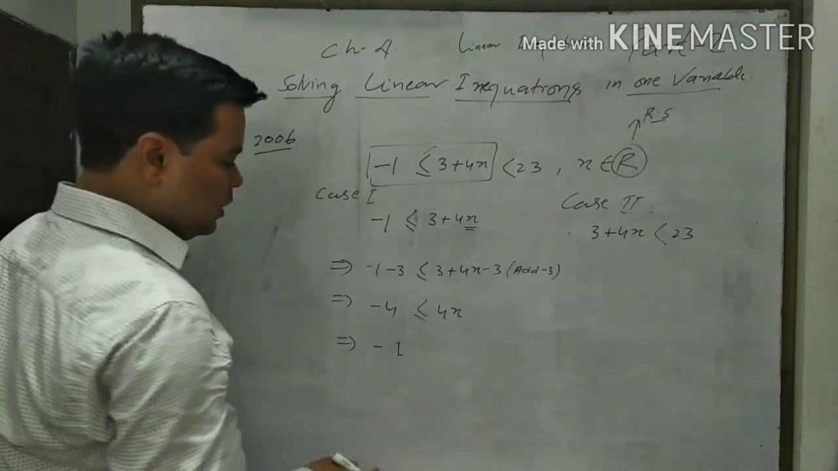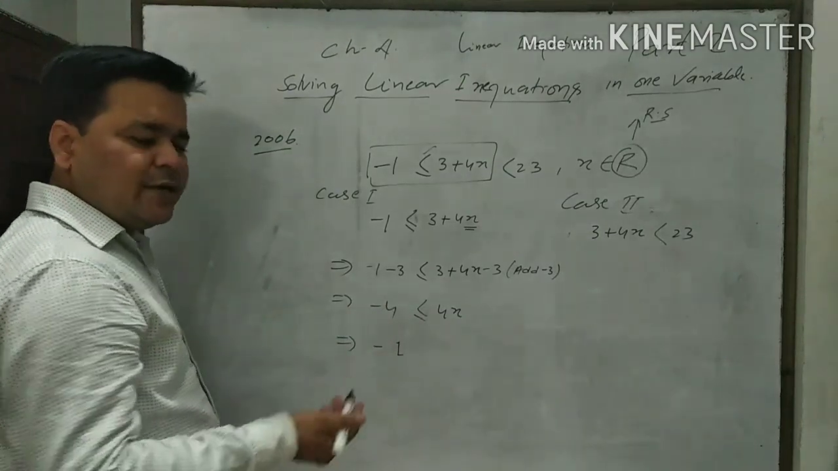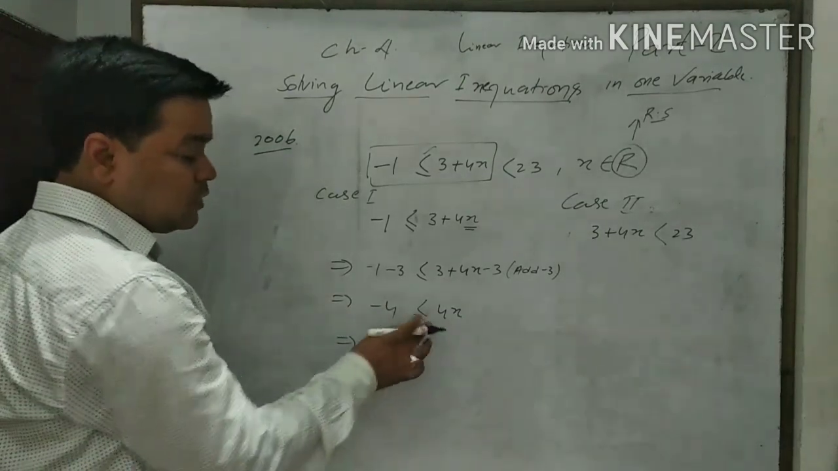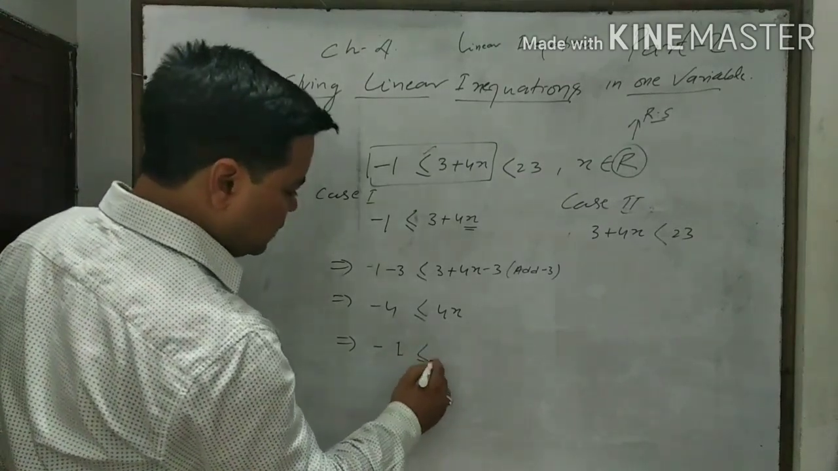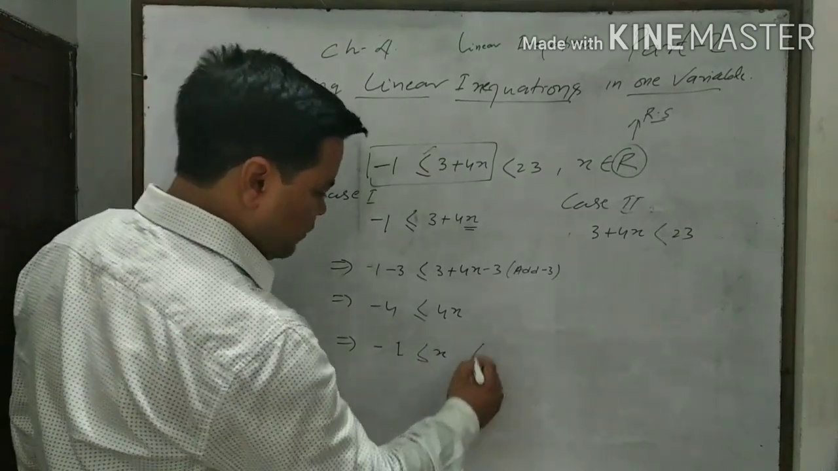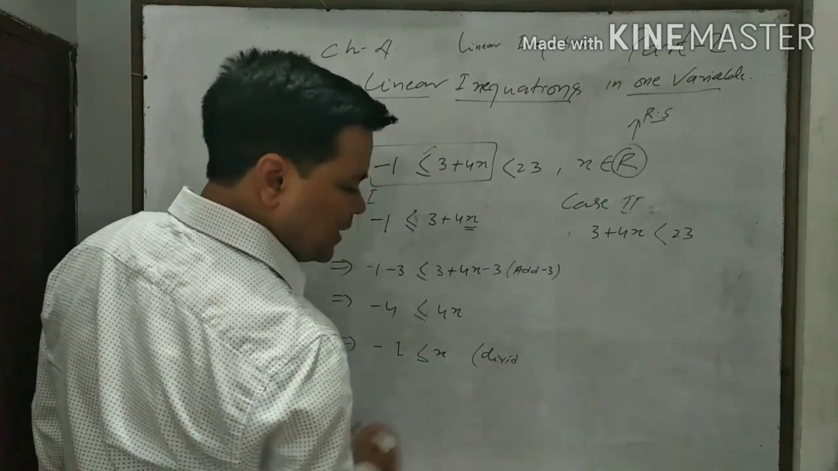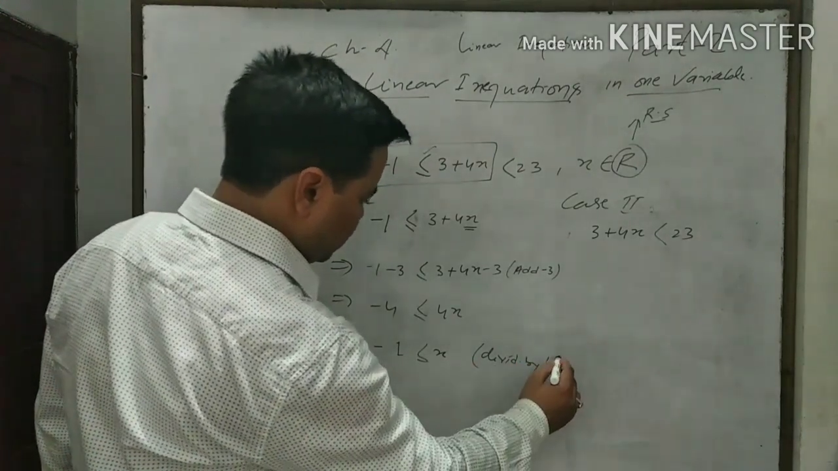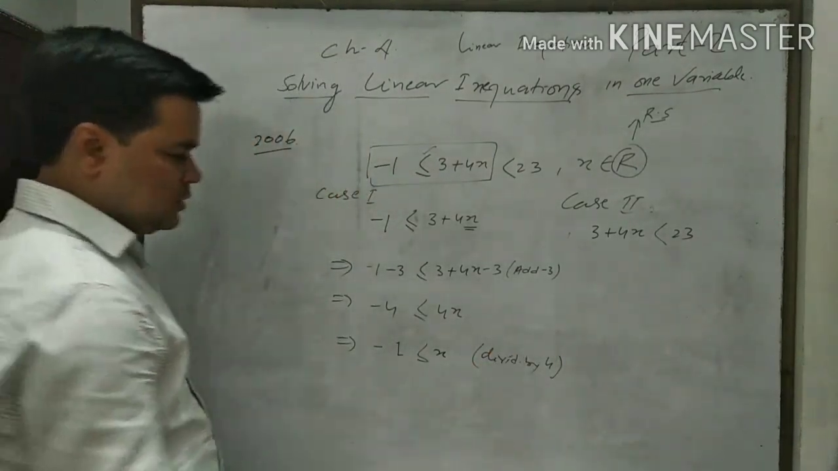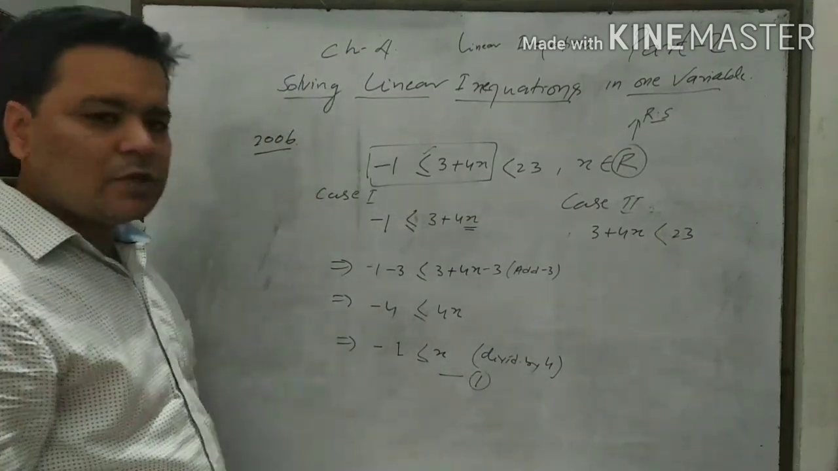How is it possible? We should divide by 4. Since we divide by +4, the sign of the inequation will not change. So here it will be -1 ≤ x. We just divided by 4. In this way, this is the result from case 1.